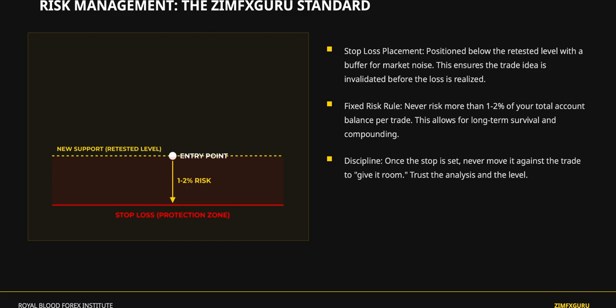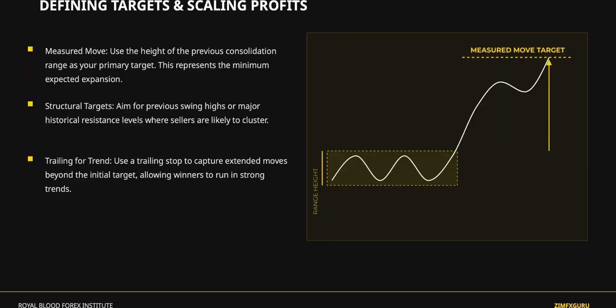So discipline: once the stop loss is set, never move it against the trade. Give it room, trust the analysis and the level. And if the analysis is invalidated, the stop loss gets hit, and it's okay to lose, because this is trading. In trading we don't have to win every trade. So if the stop loss is hit, it's okay.